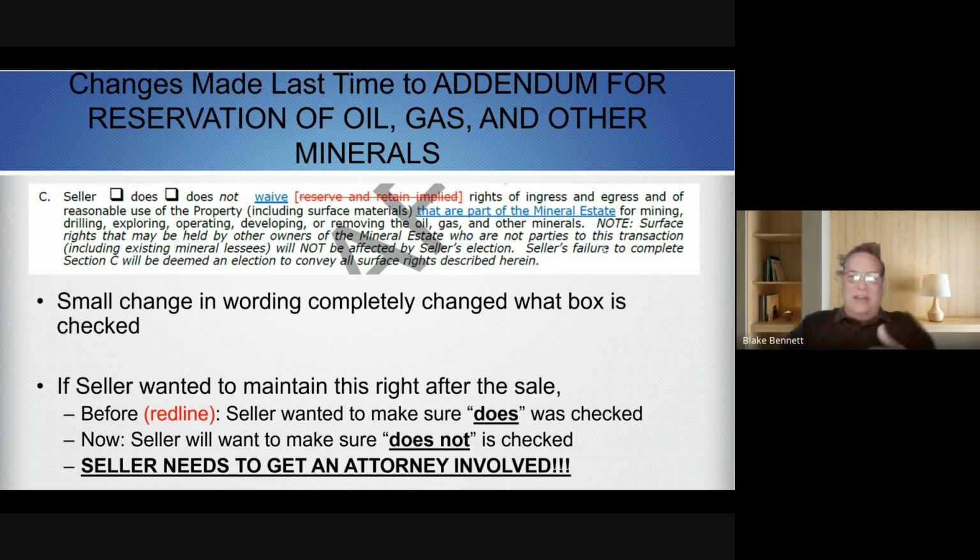Whenever I saw this, I made some calls and asked, why did they do that? I mean, it doesn't look like, why did they make this major change? And the only thing that I can come up with, and the only kind of snide comment that I've heard, is sometimes lawyers, they will make a change just to show that they are making changes. So be careful here. If you've used this addendum in the past, if you say seller does, well, now the seller's waiving their right to ingress and egress.